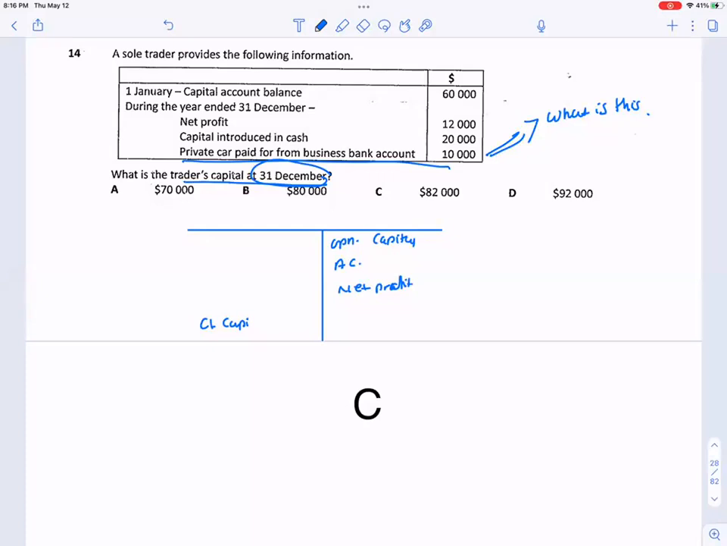Money taken from the business for personal use is drawings. Which side will you record it? Debit side. So you will get the closing capital. They want the capital of the last date, 31st December. So you just add everything on the credit side and then subtract the drawings. Yes, that's it.